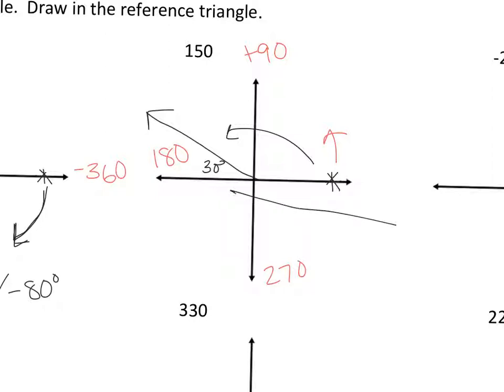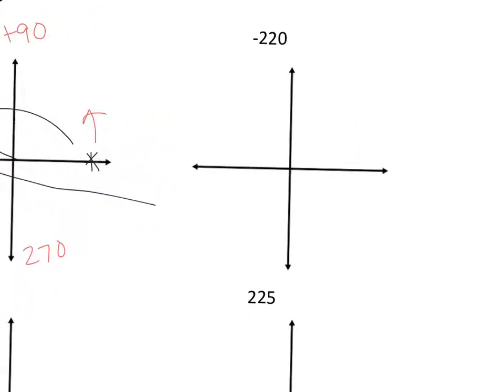And then the next one, negative 220. So you start right here. Negative 90 would be right here, negative 180, negative 270. So this is going to be 40 degrees up right here.